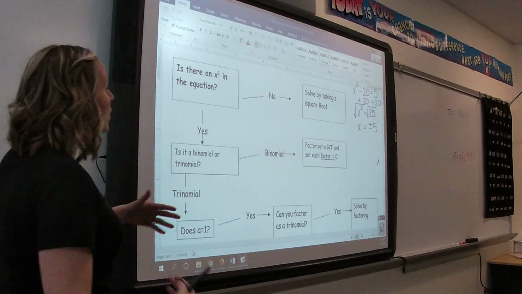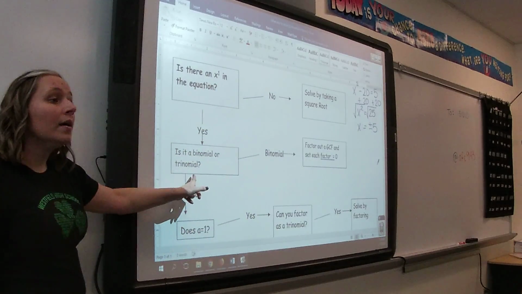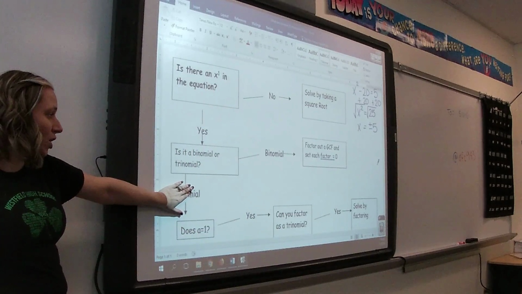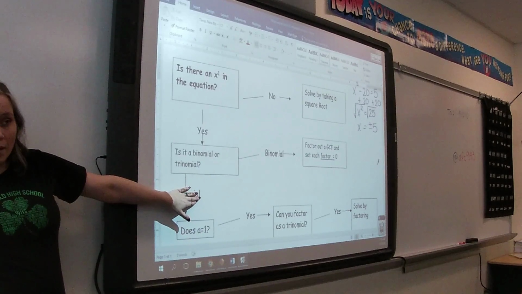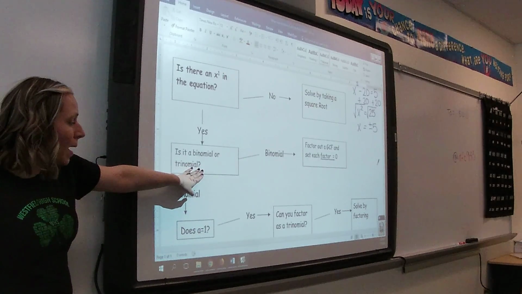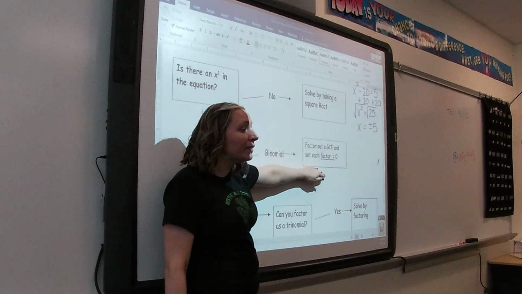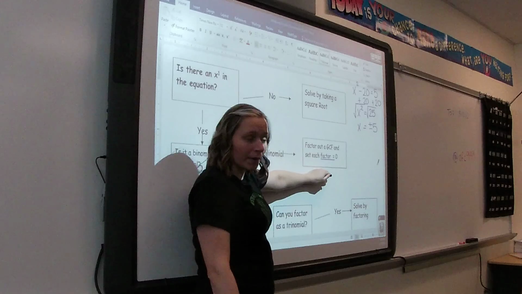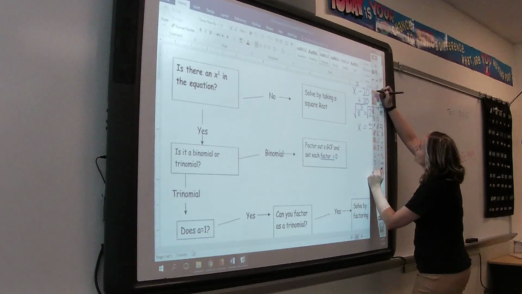Now, if the answer to that question is not no, but instead yes, the next question we would ask ourselves is, is it a binomial or is it a trinomial? If it is a binomial, we're going to factor out a GCF and set each factor to 0.